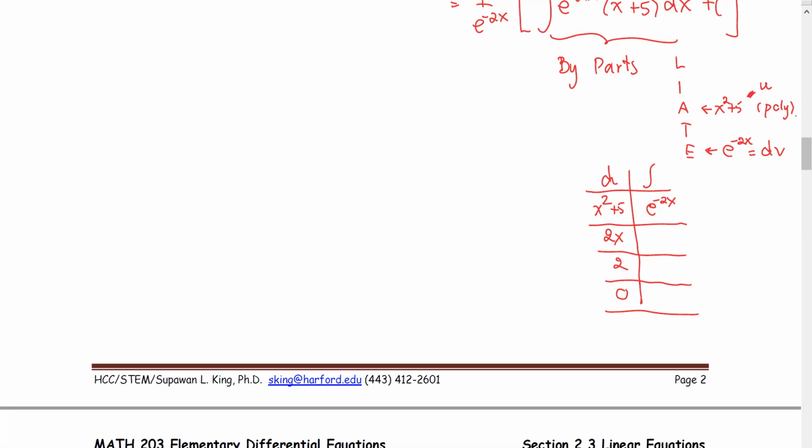And then complete the right column. E to the negative 2x, the antiderivative, e to the negative 2x over negative 2. Keep going. The antiderivative of that, we'll have the denominator 4 instead. And then the last antiderivative, we have e to the negative 2x divided by negative 8. By tabular integration by parts, the first left multiplied by the second right column with the plus sign in front of that product, and negative and positive alternately.